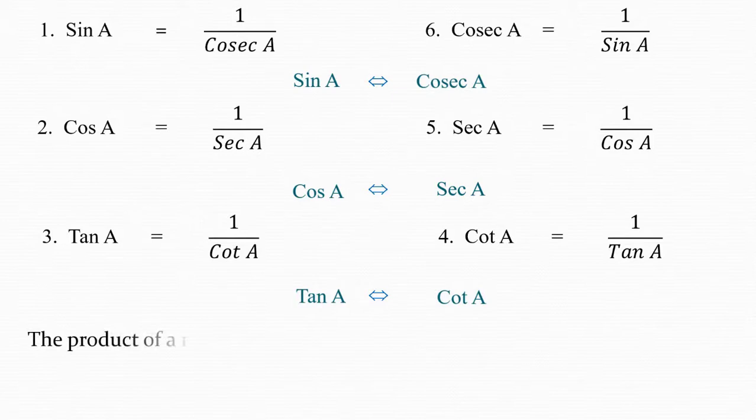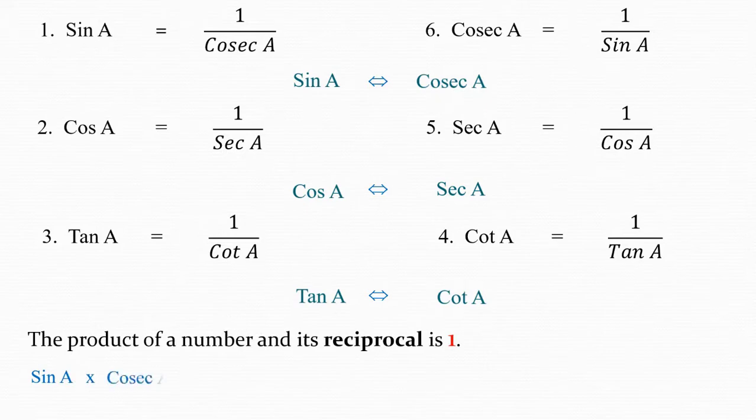The product of a number and its reciprocal is 1. Sin A into cosecant A equals 1. Cos A into secant A equals 1. Tan A into cot A equals 1.